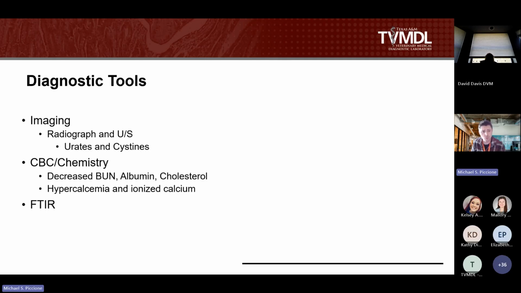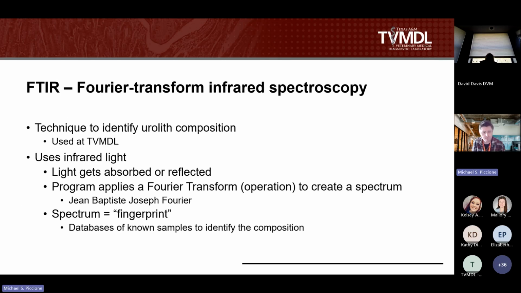Finally, we have another tool at our disposal, and when I say at our disposal, that we offer at TVMDL, that is going to be FTIR. FTIR stands for Fourier Transform Infrared Spectroscopy. And like I said a second ago, this is a technique that we have here at TVMDL to identify urolith composition. I do want to note that this is not the only way to identify urolith compositions. There are other methods out there, but FTIR has established itself over the years as one of the superior methods of identification. Again, it's what we use here. It's what other diagnostic labs use as well.